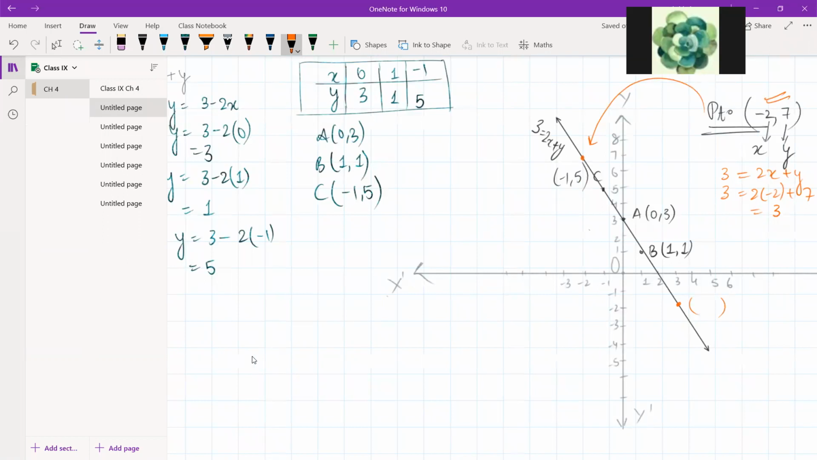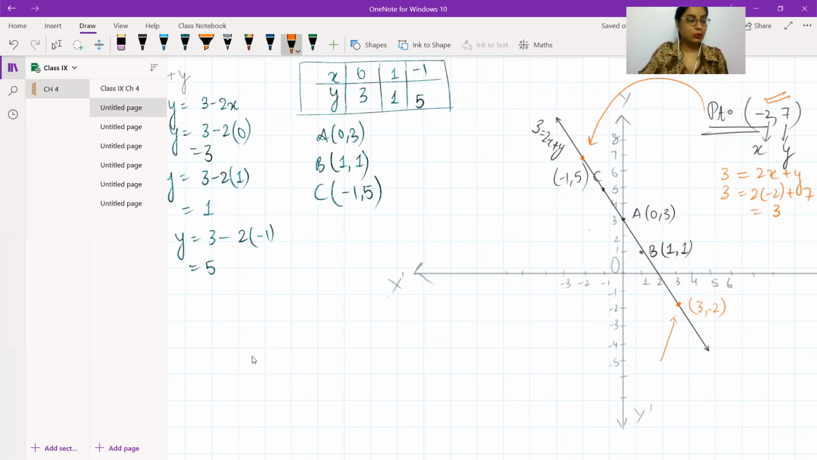-2, 7. No, this one. The one in the 4th quadrant. 3, -2. 3 minus 2. 3, -2, right? So if we have a point lying on the line, अब ये point मैंने उठाया है line से, and if I check, it should satisfy my linear equation.